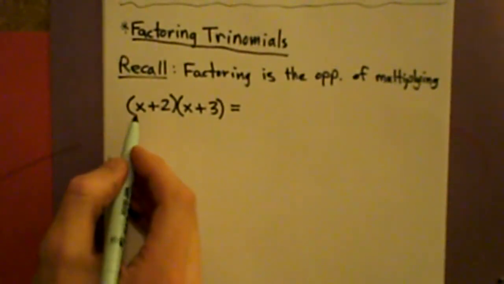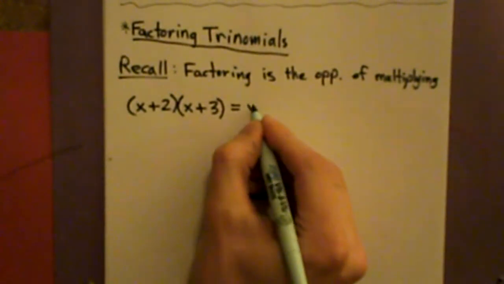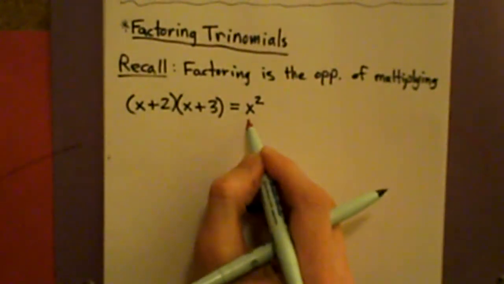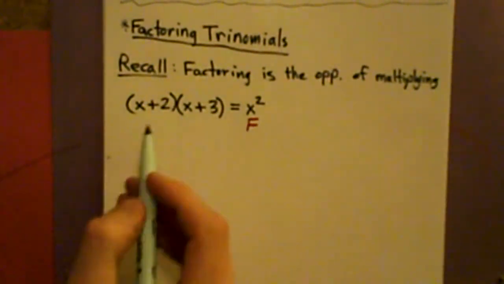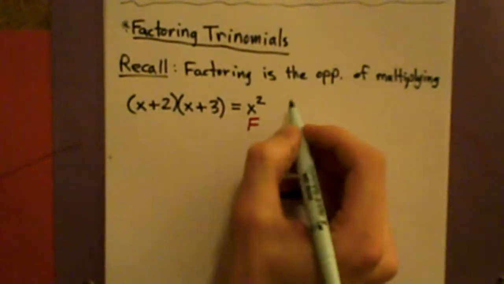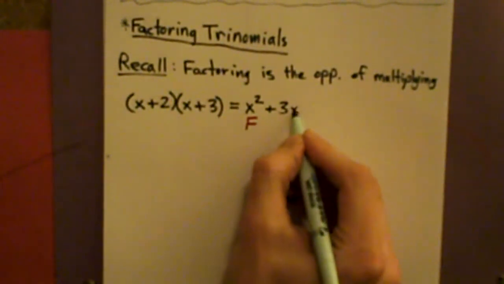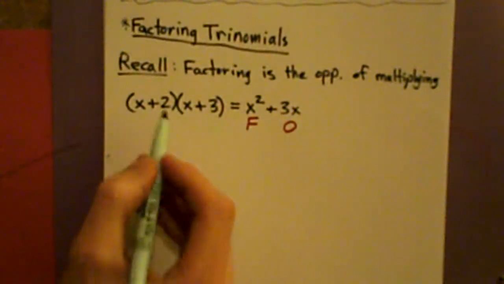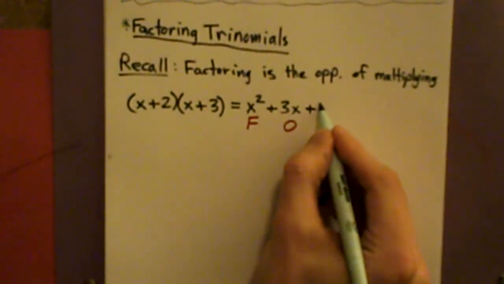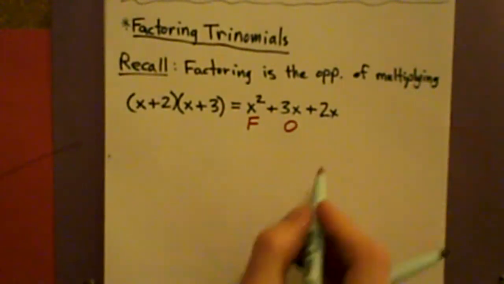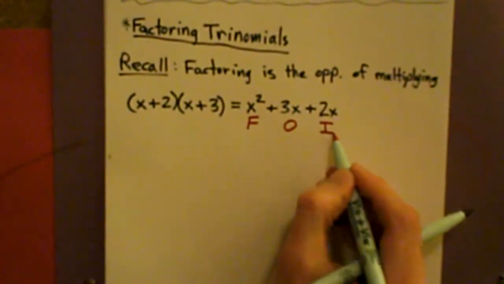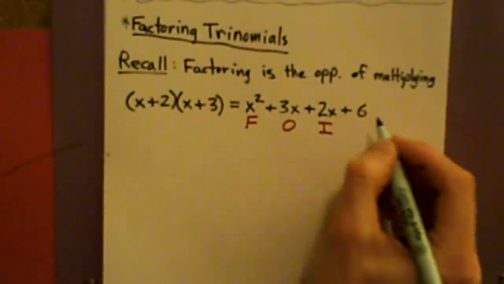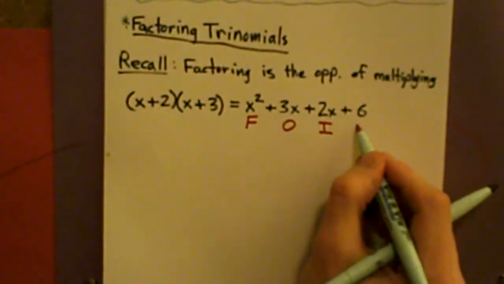When I multiply the first two terms, x times x, I get x squared. That's the F. When I multiply x times 3, I get 3x. That's the two outside terms, or O. When I multiply 2 times x, I get 2x. That's the two inner terms multiplied together, or the I in FOIL. And I multiply 2 times 3 and I get 6. That's the product of the last two terms, or L in FOIL.